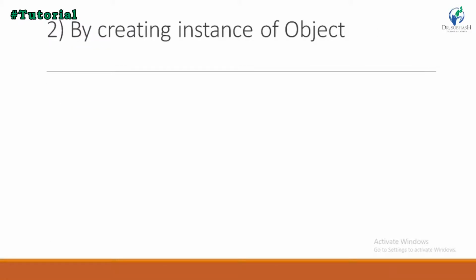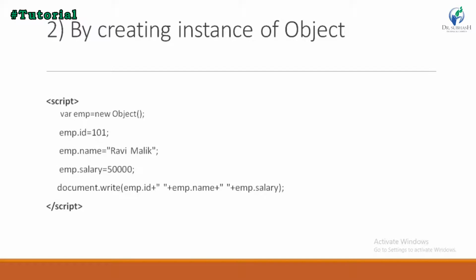Okay, the second method is by creating an instance of object. So the second method in JavaScript, we have one class, the Object. We just need to define the object with the new keyword in this way. Variable emp is your object name equals to new Object. So this will also create the object, and then we have to define the attributes of the object in this way. emp.id equals to 101, emp.name equals to Ravi Malik, emp.salary equals to 5000. So document.write emp.id, we are just printing the values.